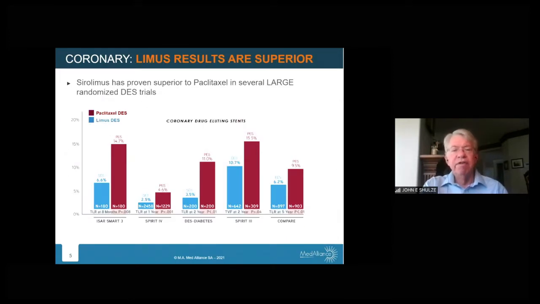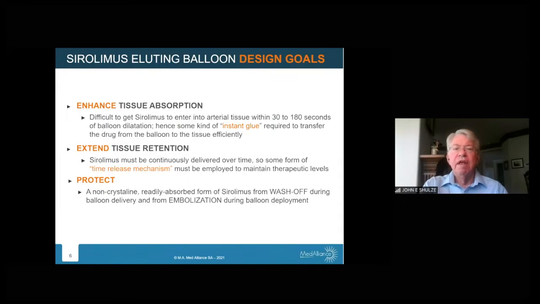So you can see here some of the trials that have been done that established that sirolimus stents were better than paclitaxel in the field of drug-eluting stents. So our goal with designing a sirolimus-eluting balloon was to enhance tissue absorption, because sirolimus is not as readily absorbed into tissue as some of the other anti-restenotic agents like paclitaxel.